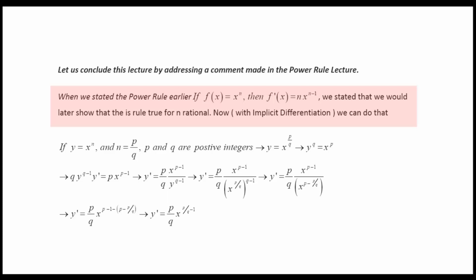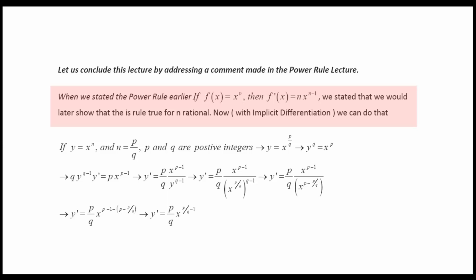But what if now n is irrational? I'm sorry, rational, not irrational. That'll come later. Rational, that is a fraction. What would you do for that? And we need implicit differentiation to do that. And that's why it's saved for here.